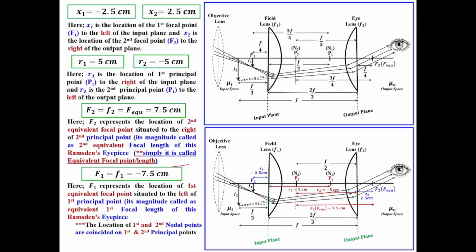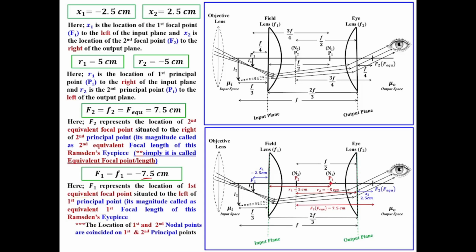That means we have to move left to the first principal point. Here F1 represents the location of the first equivalent focal point, situated to the left because it is minus, of the first principal point, and its magnitude is called the first equivalent focal length. Here how much distance do we have to move? 7.5 from the first principal point.